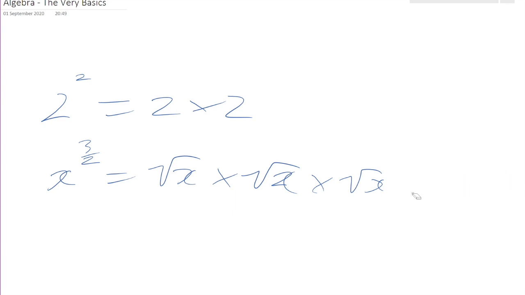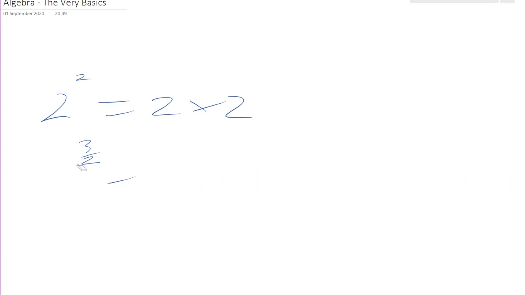Powers work exactly the same way as if they were on normal numbers. Of course, they are on normal numbers. They're just on normal numbers whose value we don't know.